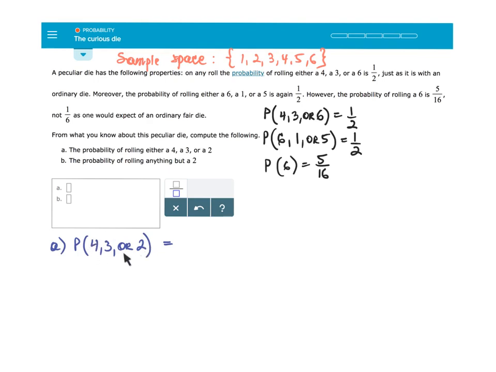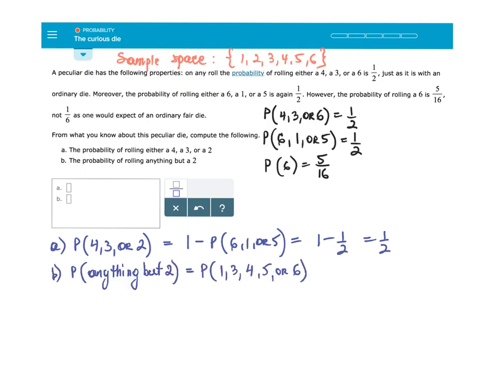And this event, getting a 4, 3, or 2, has a complement of getting a 1, 5, or 6. But we have a probability of that. Casting a 6, 1, or 5 is 1/2. So we can use the complement event to get the probability we are looking for. And to do that, we are going to say that probability of 4, 3, or 2 is equal to 1 minus the probability of the complement, which is 6, 1, or 5, which in our case is 1 minus 1/2 or 1/2.